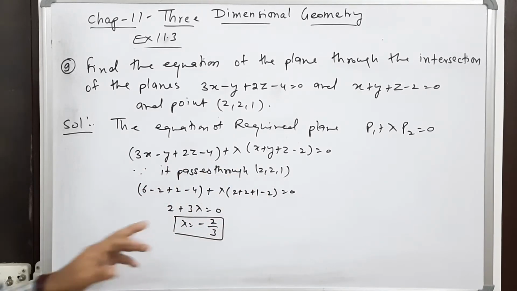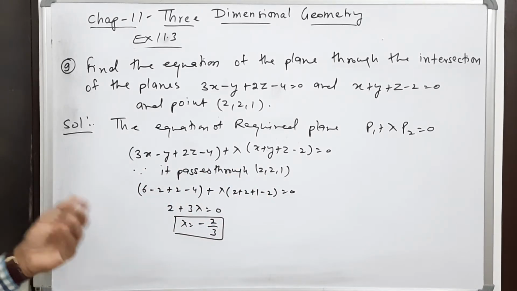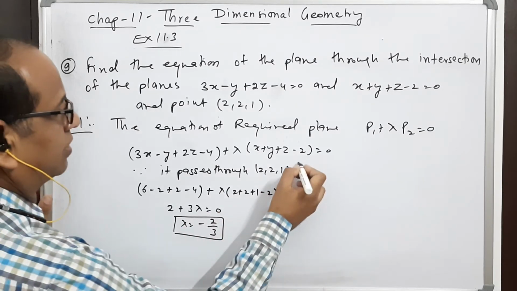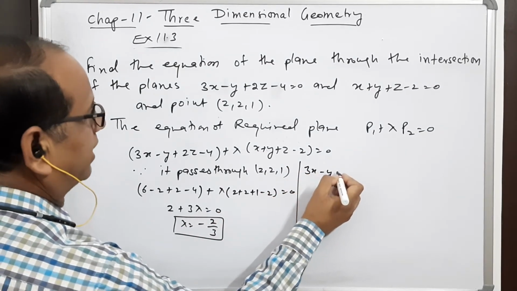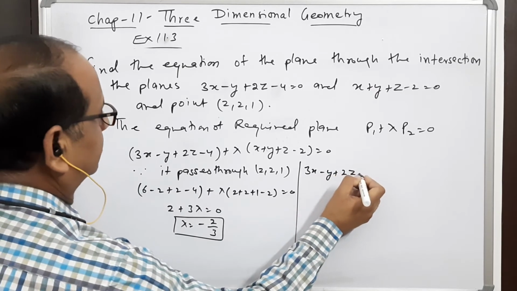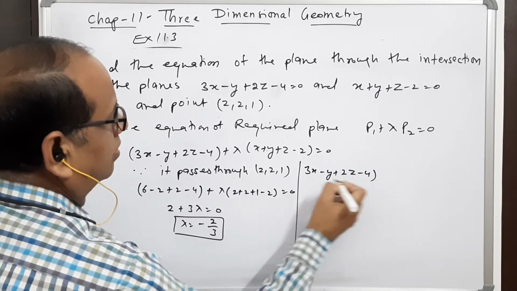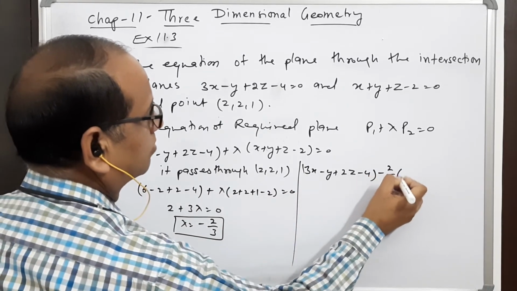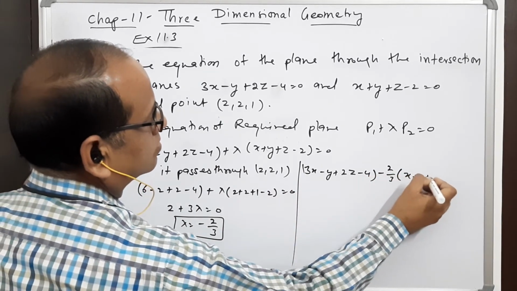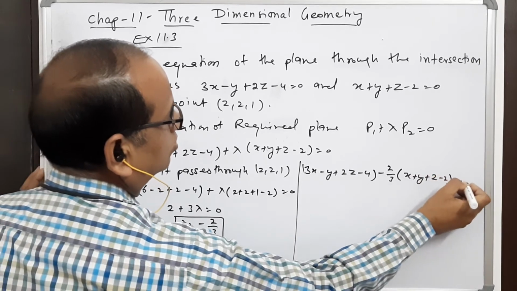And when you simplify you get the value of lambda. So what will be the equation of the plane now? The equation of the plane is 3x minus y plus 2z minus 4 plus lambda. The lambda is minus 2 by 3. So minus 2 by 3 (x plus y plus z minus 2) equals 0.